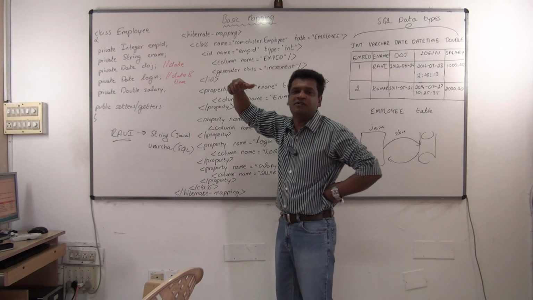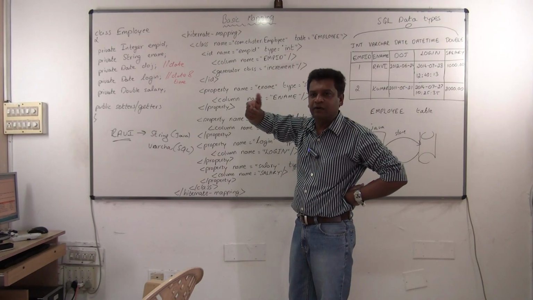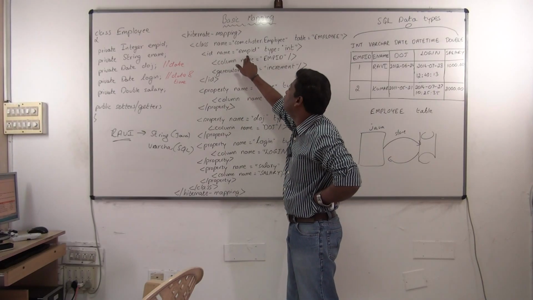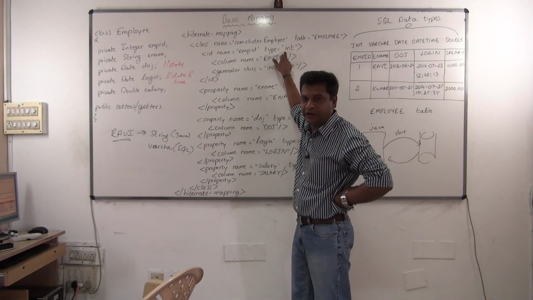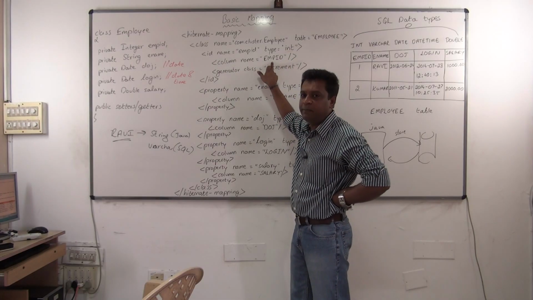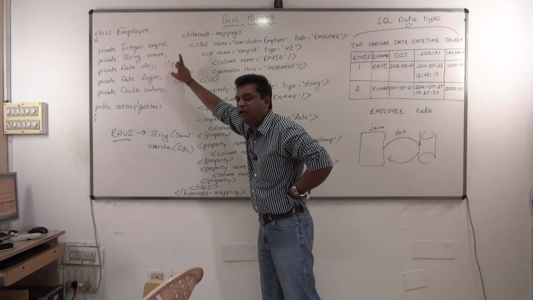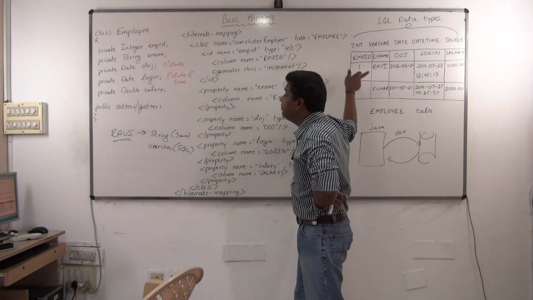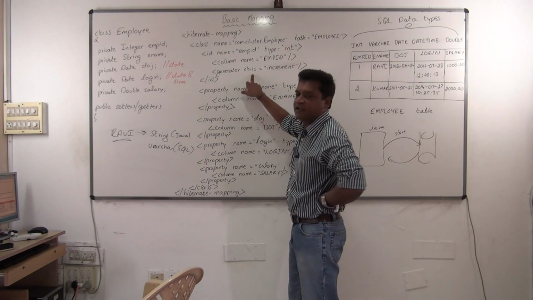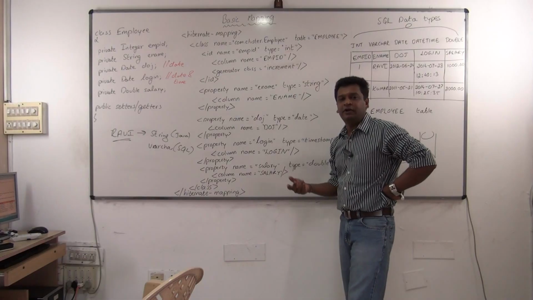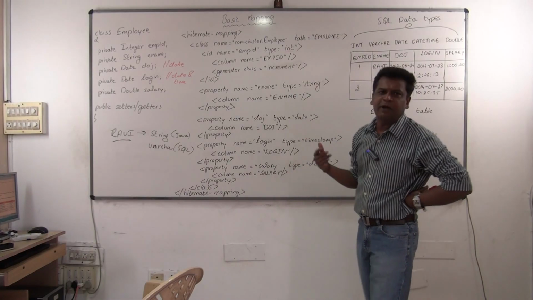But the ID tag will be used for generating what? Primary key value. You know that. So ID name is equal to EMPID, type is equal to int, column name is equal to EMPID. So you are mapping the ID EMPID property with the EMPID column. And you are using a generator class to automatically generate what? Your required primary key value. All that mapping you know now.